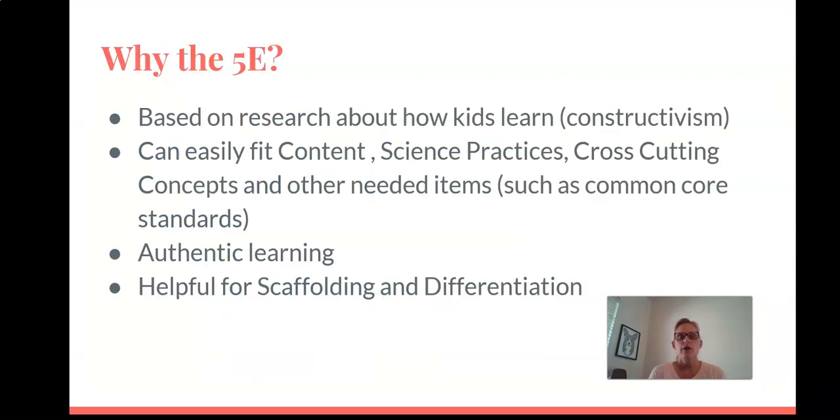So why 5E? It is based upon how kids learn through something called constructivism. You can Google what constructivism is if you want to learn more about it. But basically, constructing your own knowledge makes you actually learn it better. The 5E also allows me to easily fit in content and science practices. These two items, the content and science practices, are really important for our class.